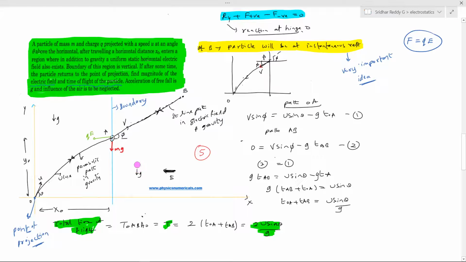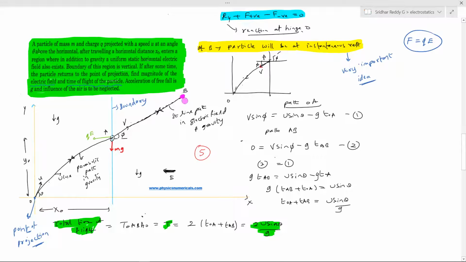Then afterwards, what happened? In addition to gravity, there will also be a static electric field. Then what is it telling? It's going to return to the point of projection. So what is the path? It's going to describe a parabolic path. Afterwards, for it to retrace the path, it should move in a straight line path here, and it will somewhere come to rest at point B. And that point B will be an instantaneous rest.